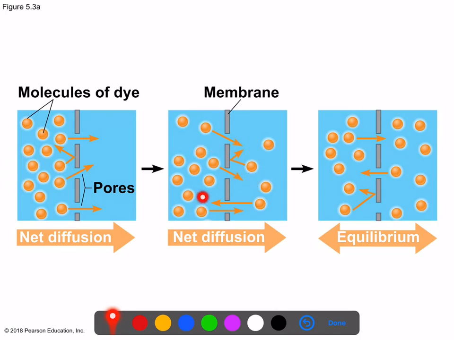Eventually, things have moved over and back, by the way. They slosh back and forth. But overall, the natural tendency is for things to move from the left-hand side to the right-hand side until you reach, again, what we call equilibrium. There's an equal distribution of the substances on both sides of the membrane, even though things are still kind of sloshing back and forth.